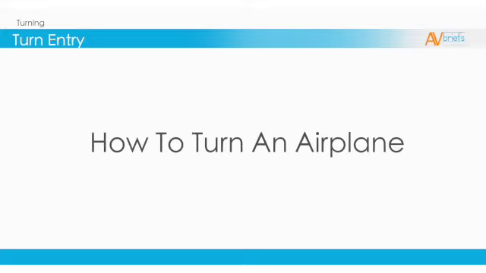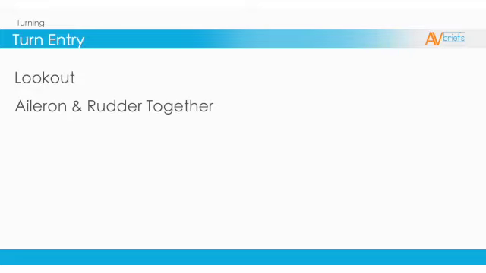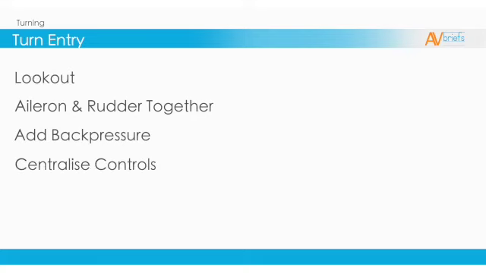How to turn an airplane. The basic procedure is this. Look out, as just discussed. Aileron and rudder, balanced and coordinated into the direction of the turn. Add back pressure. This is due to the reason we discussed at the start. Due to the lift acting into the turn, there is less available to maintain level flight. So added back pressure will compensate for that, by adding lift. Once established in the turn, the controls can mostly be centralized, and the airplane will maintain the turn, with your help.